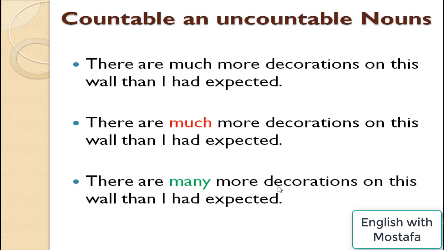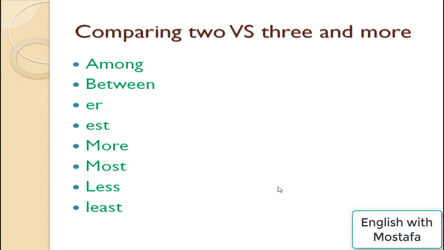And to be honest, I have to say that most people find it difficult to spot this mistake in exams or any test. Okay, you have to train yourself on how to spot this error later. Let's find also the other mistakes in comparing two and comparing three or more. Look at these sentences. Look at these words: among, between, est, more, most, less, and least. What are the problems in these words?